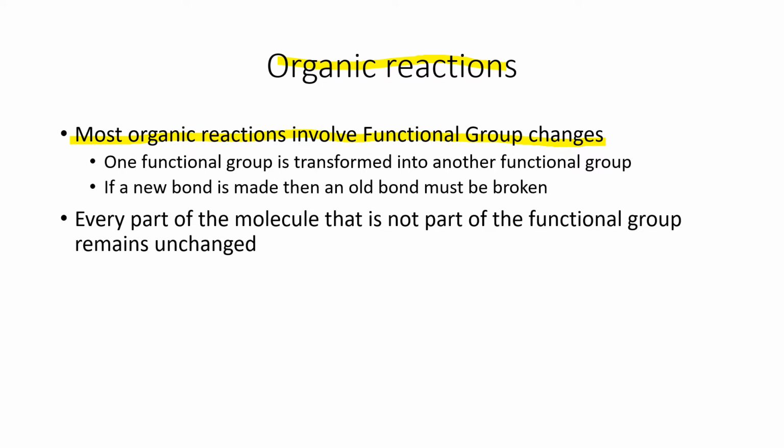So in these organic reactions, one functional group is going to be transformed into another functional group. And what we're going to see in a lot of these organic reactions is if a new bond is made, then an old bond must be broken. That makes sense because we know that carbon can only have 4 bonds. If we're trying to make a new bond with a carbon, we would have to get rid of an existing bond. So that's what we want to think about.